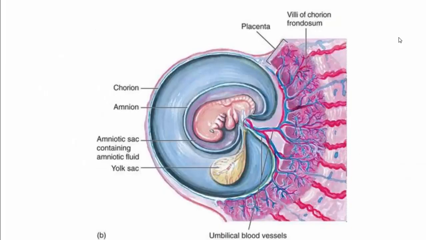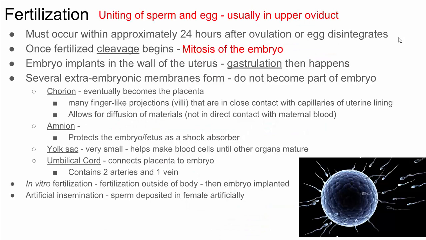Skip ahead for a minute. So, it eventually makes its way, and it attaches. This is the wall of the uterus. And tissue from the fetus grows into the wall of the uterus, and this is what forms the placenta. Okay. As it attaches, that's when gastrulation starts to happen. That hollow ball of cells starts to form that indentation. It's when the endoderm, ectoderm, and mesoderm start to form.